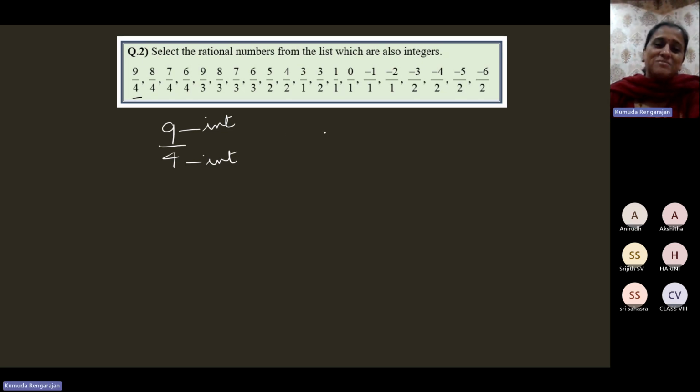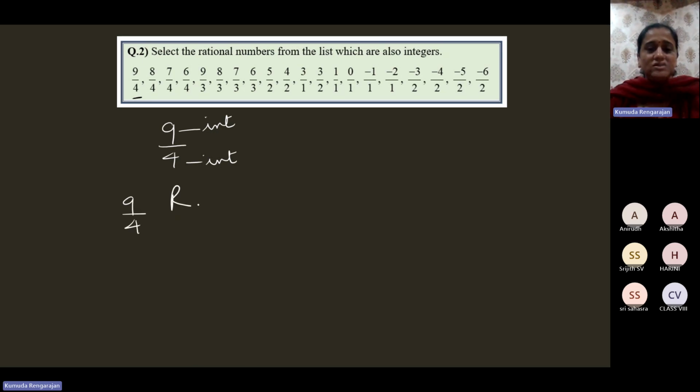9 by 4 is a rational number because it's in the form P by Q, where P and Q are integers and the denominator Q is not 0. Integer by integer form, very simple language, integer by integer. 9 is an integer, 4 is an integer. Integer by integer is a rational number. So 9 by 4 is a rational number.